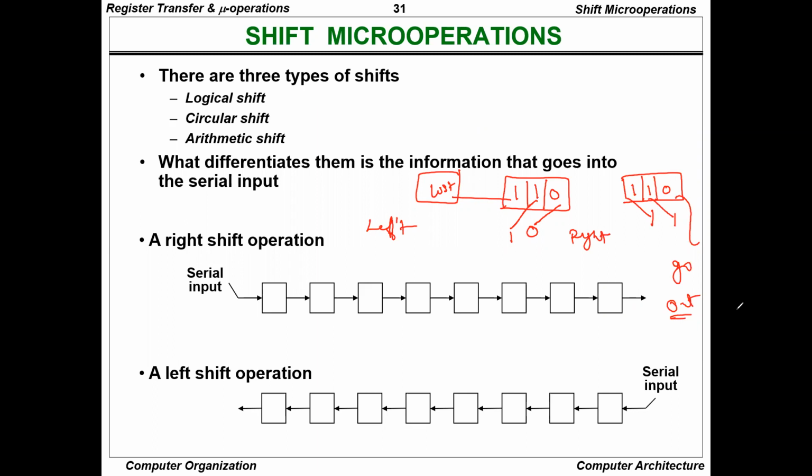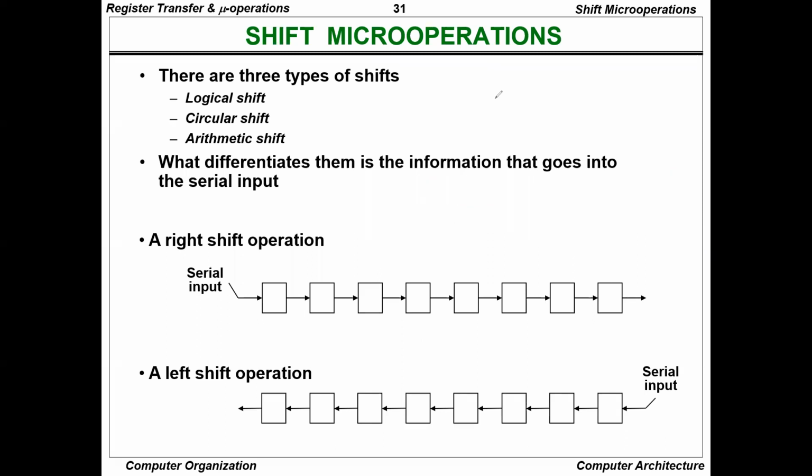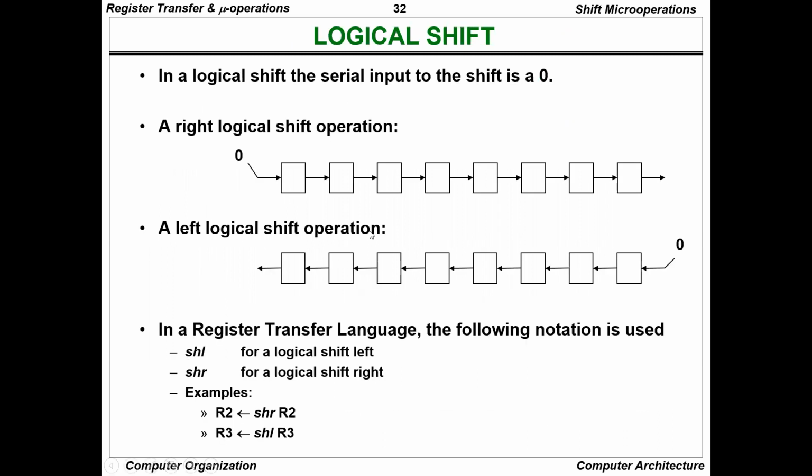But the thing to understand is that the shift micro operations are basically performed for shifting the individual bits either towards the left or towards the right. Okay, so let's see how many types there are. What it says is that the shift operation can be logical, circular or arithmetic. So let's see what the logical shift is.